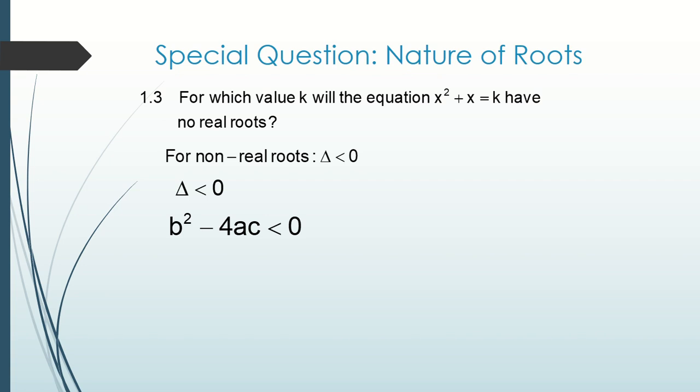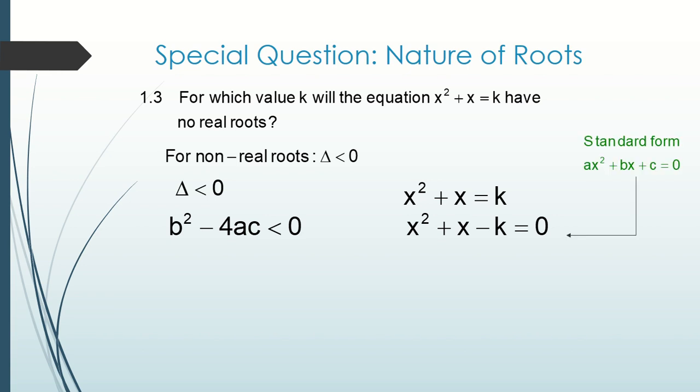But in order to find the value of our discriminant, we need to go back to what we were given, which is x squared plus x equals k. It's a quadratic equation, so we must get it to standard form. So once it's in standard form, we now can see that a is 1, the coefficient of x squared, b is 1, the coefficient of x, and c is equal to minus k, which is the constant.